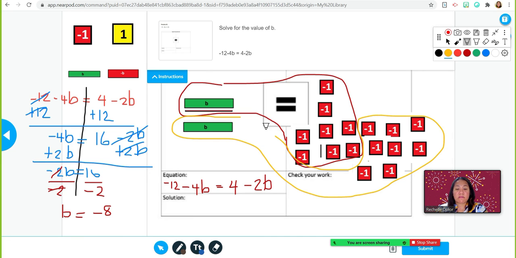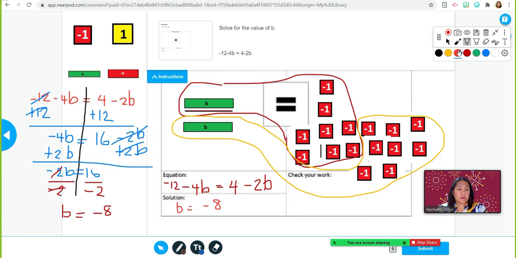Okay? So the goal is your variable should always be positive. When you change that to positive, then the other equal value will become negative. I hope that makes sense. So our answer is b is equal to negative 8. So let's write that down. b is equal to negative 8.